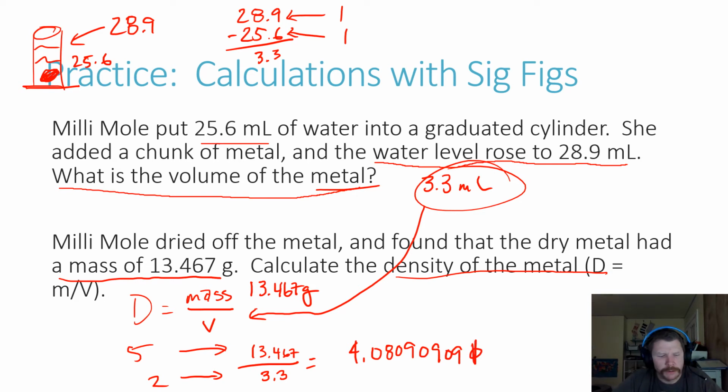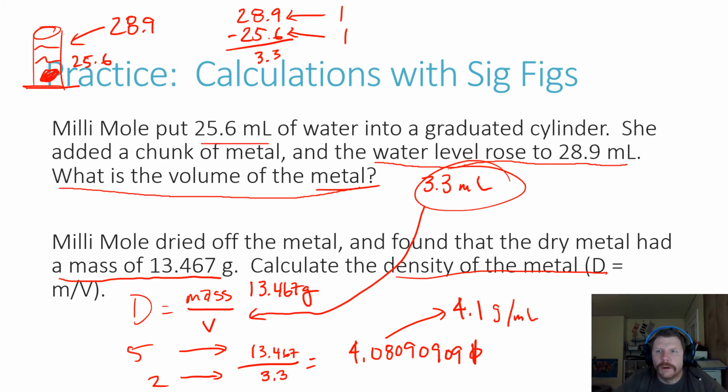Now that answer is a lot of numbers and has a lot of precision, but that's not exactly what I can work with. Instead, what I can work with is a number with 2 significant figures. So I need to round this to only have 2 significant figures. And that rounds to 4.1. My units for density are grams per milliliter.